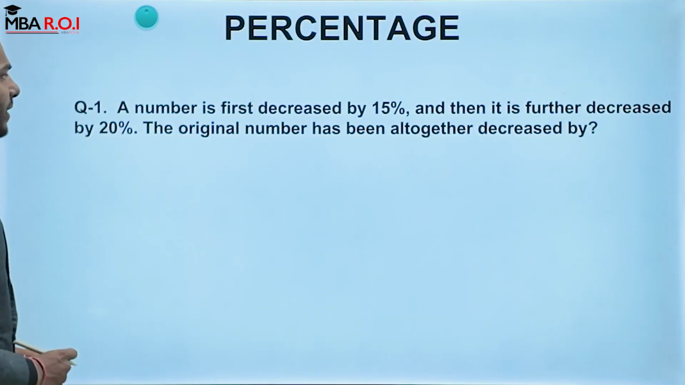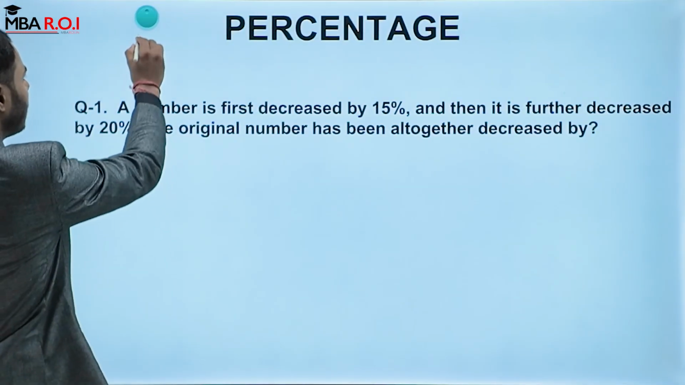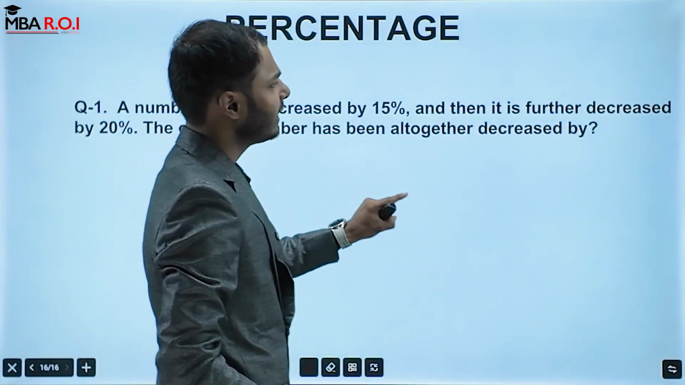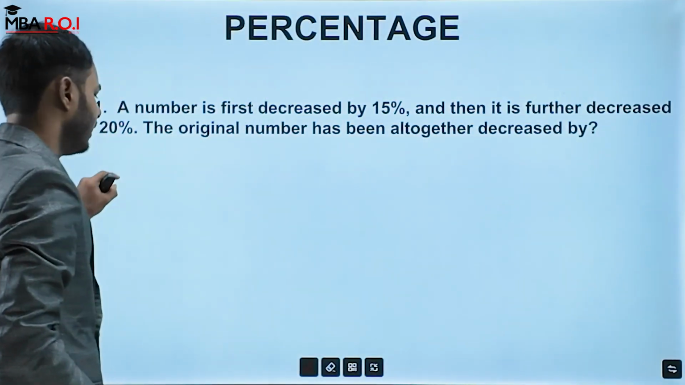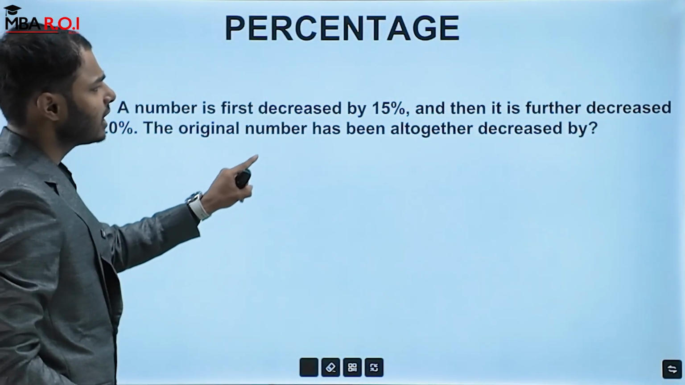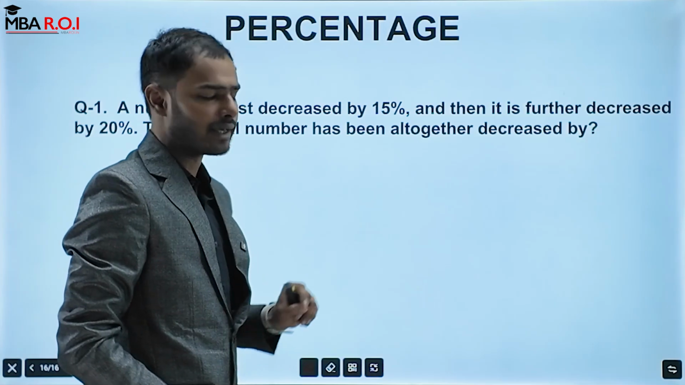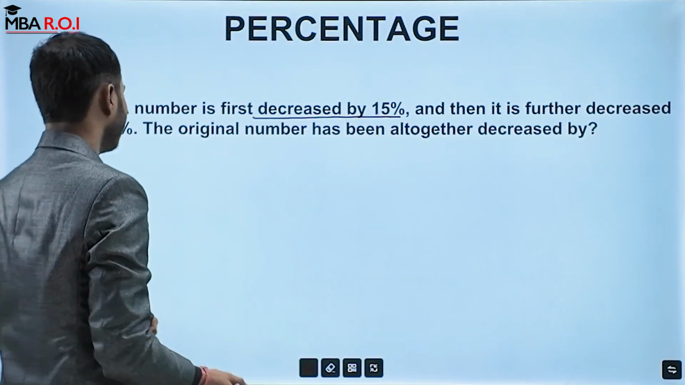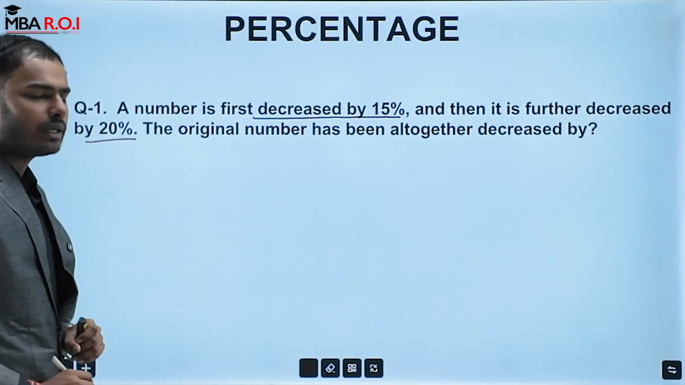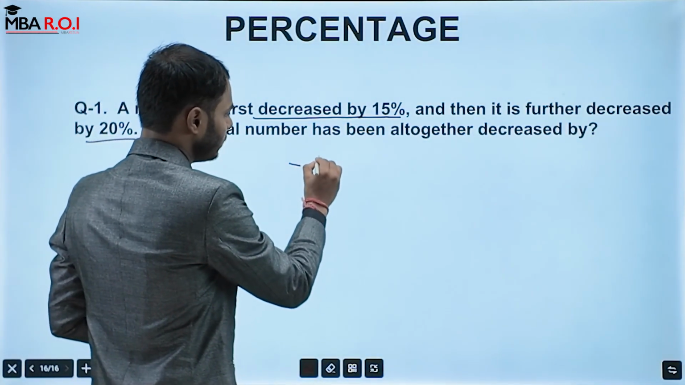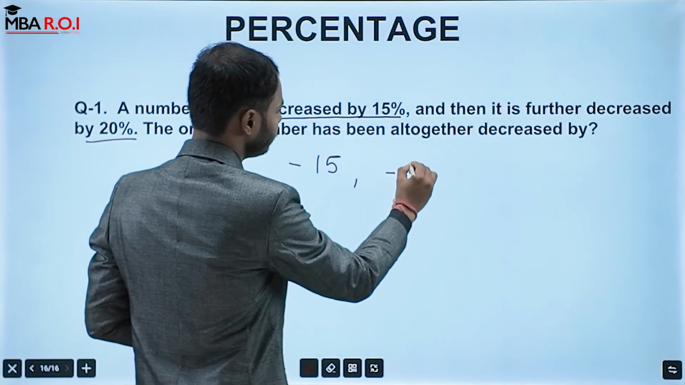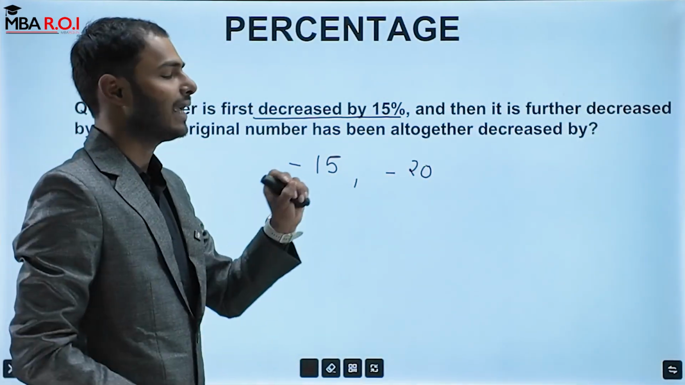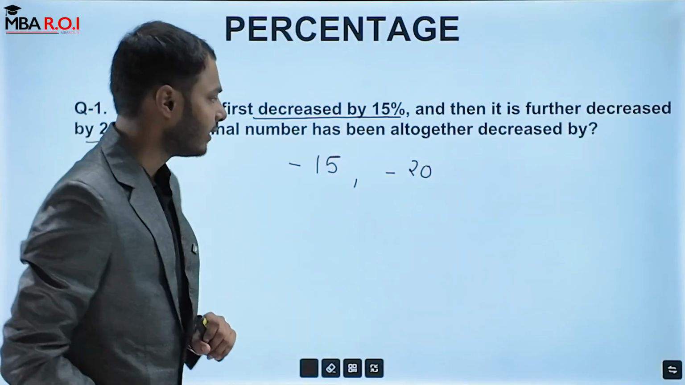Now let's read the question first. The question is saying a number is first decreased by 15% and then it is further decreased by 20%. The original number has altogether decreased by. So initially you can see there is a decrease of 15% and then again a decrease of 20%. So we can consider it to be two successive decreases of 15% and 20%. Again we can use the formula A plus B plus AB upon 100.